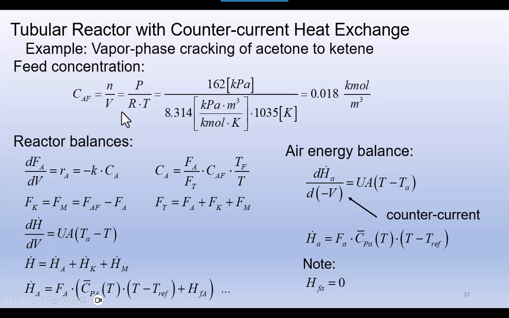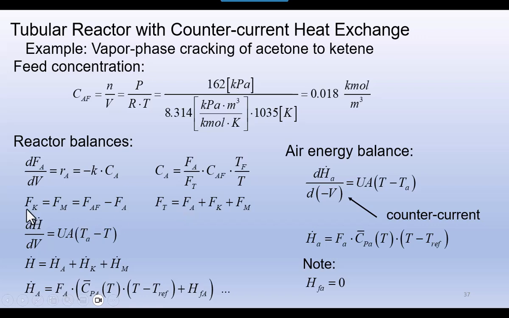And then we can do our balances as we did in the previous example, where we've got a molar flow rate of acetone and we show its first order disappearance using the rate. And then we show how we can come up with the concentration, using our relative flow rate times the concentration at the feed conditions and adjusted by the temperature change, these temperatures being in kelvins.